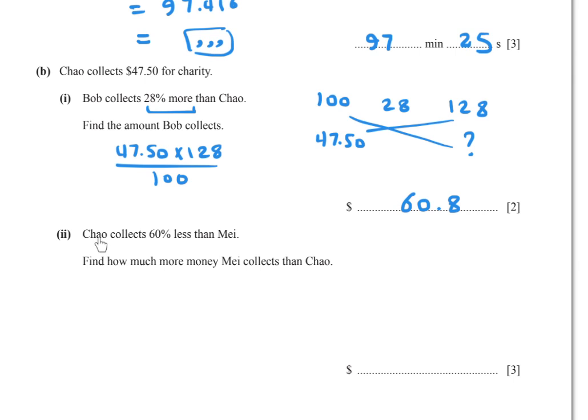(ii). Shaw collects 60% less than May. Find how much more May collects than Shaw. Now 60% less, so 100 minus 60 equals 40.